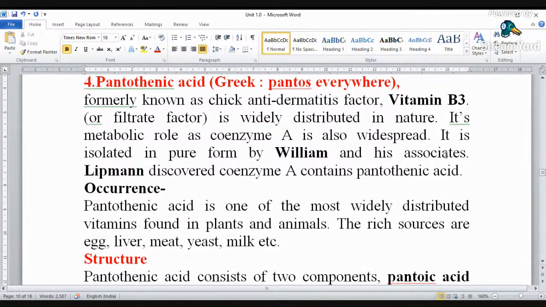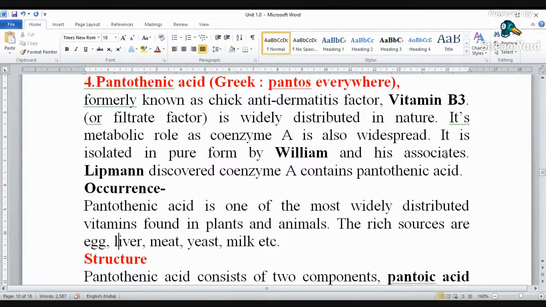What is pantothenic acid? Pantos means everywhere. This vitamin is present everywhere, hence it is known as pantothenic acid. It was formerly known as chick antidermatitis factor or vitamin B3 or filtrate factor. It is widely distributed in nature. Its metabolic role as coenzyme A, its active form, is widespread. It was isolated in pure form by the scientist Williams, and its role was given by the scientist Lipmann.